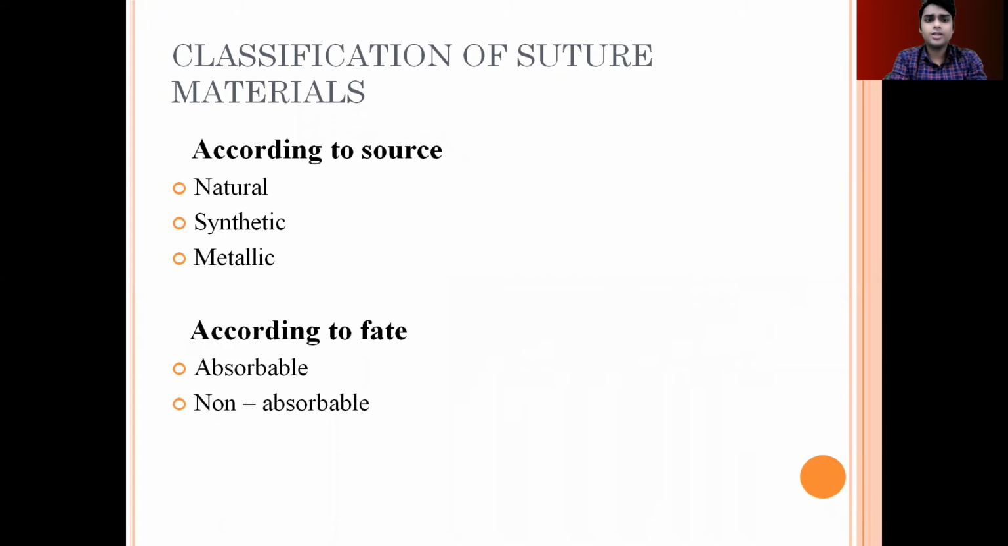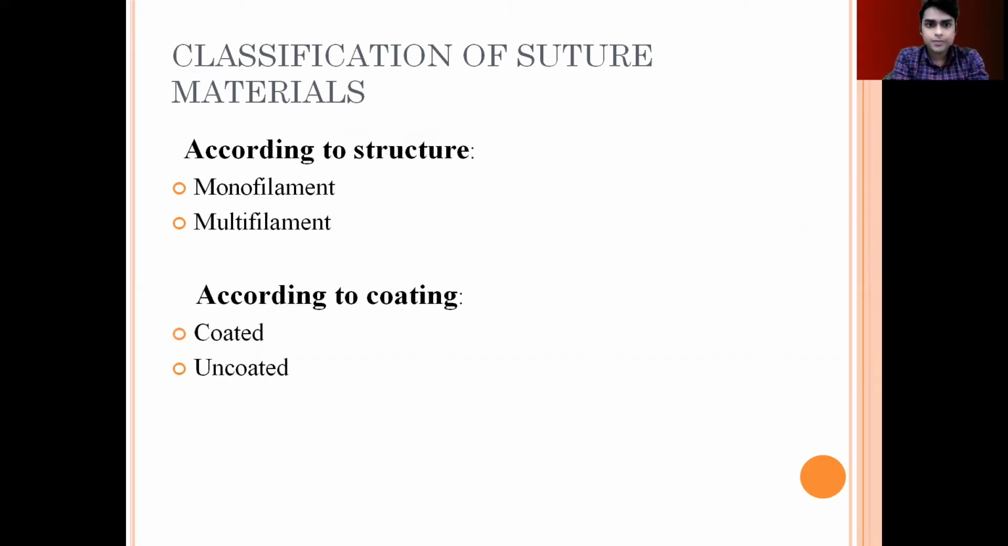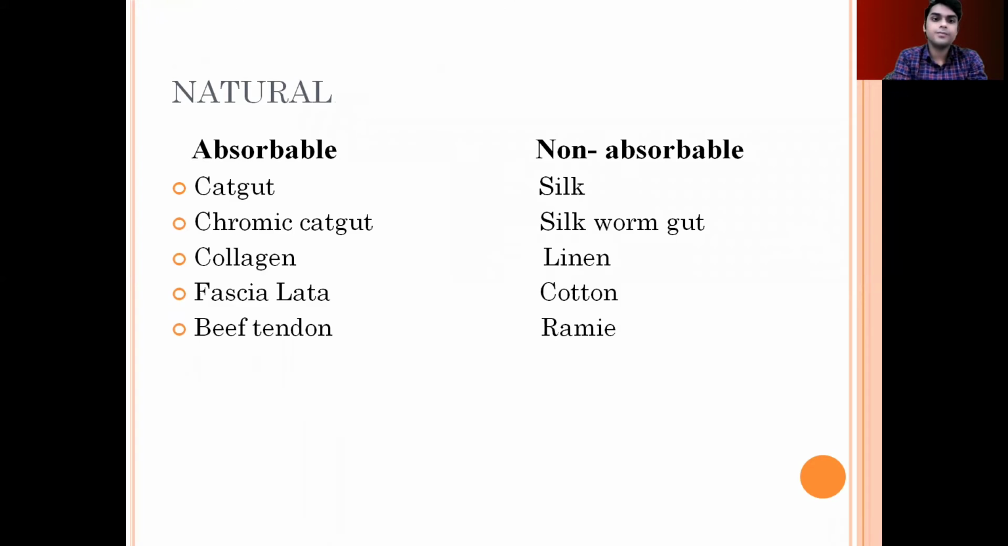Classifying the suture material according to the source, it can be natural, synthetic, or metallic. According to fate, it is either absorbable or non-absorbable. According to structure, it is either monofilament or multifilament. According to the coating, it can be coated or uncoated.